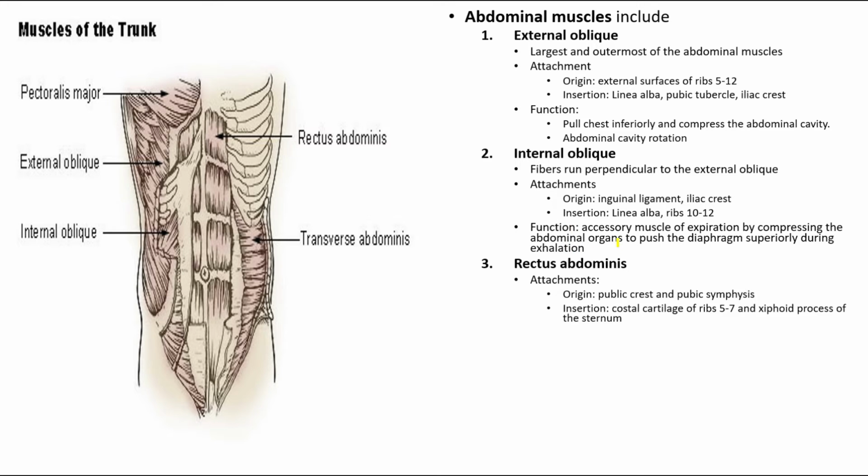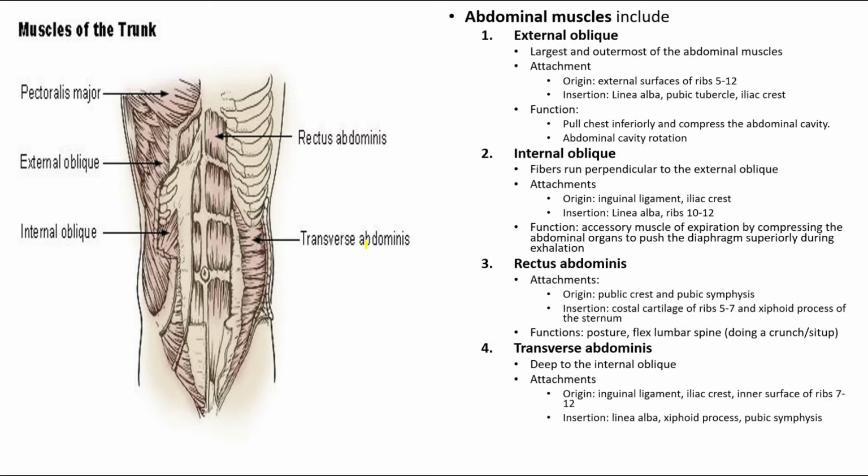The next is the rectus abdominis, which we can appreciate deep to the internal oblique. The rectus abdominis originates on the pubic crest and the pubic symphysis, and it inserts on the costal cartilage of ribs 5 through 7, as well as the xiphoid process of the sternum. It functions in posture and flexing the lumbar spine, as well as doing a crunch and sit-up. Additionally, we have the transverse abdominis, which is deep to the internal oblique. It originates on the inguinal ligament, iliac crest, and inner surface of ribs 7 through 12, and inserts on the linea alba, xiphoid process, and pubic symphysis.